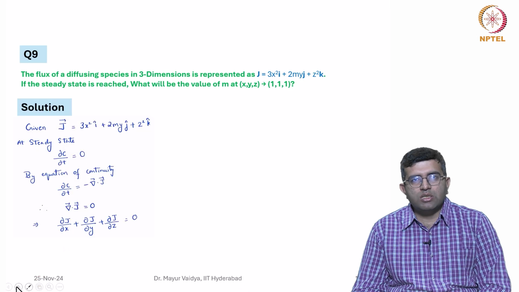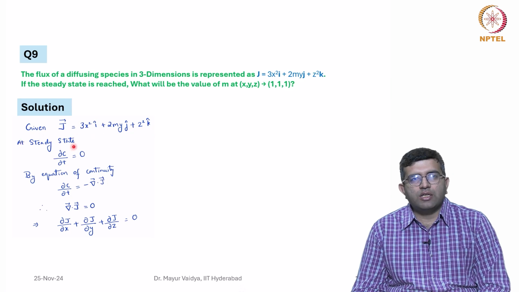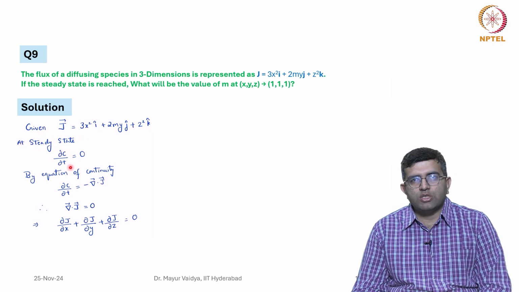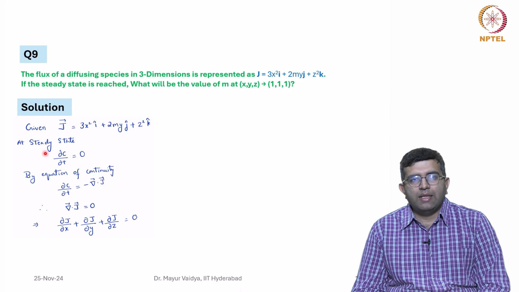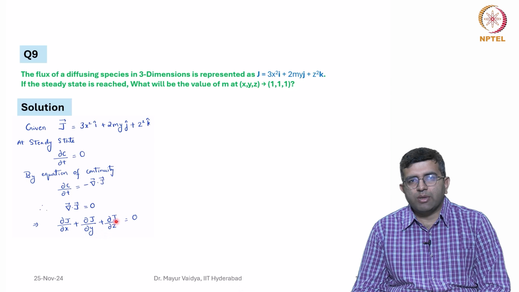So to solve this, we know that j is given as 3x squared i cap, I have written it here as i cap as a vector, plus 2my j cap plus z squared k cap. And now because at the steady state we know that dou c by dou t is equal to 0, and this dou c by dou t is equal to minus del dot j by the equation of continuity, you have del dot j equal to 0, which means that dou j by dou x plus dou j by dou y plus dou j by dou z is equal to 0.